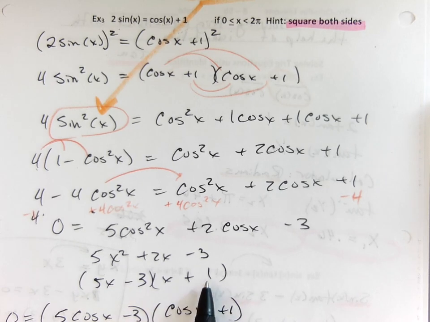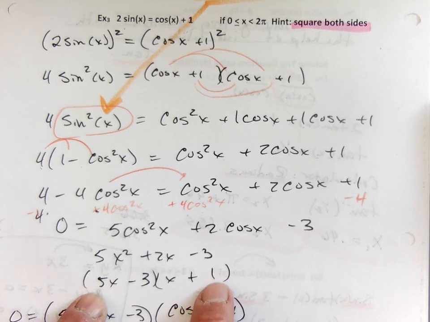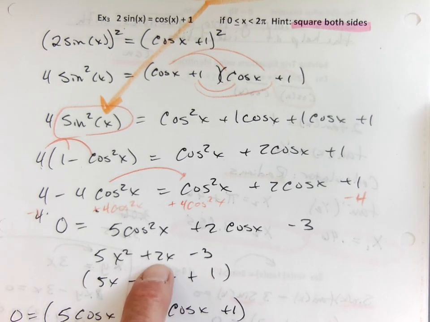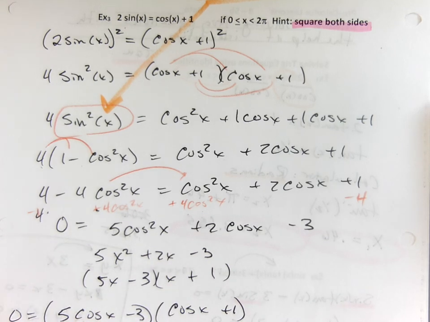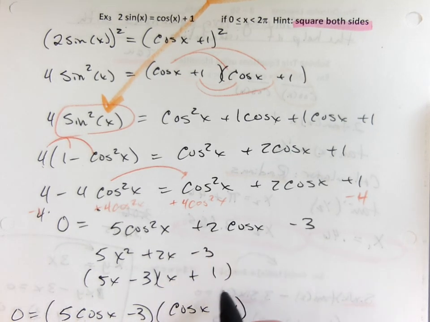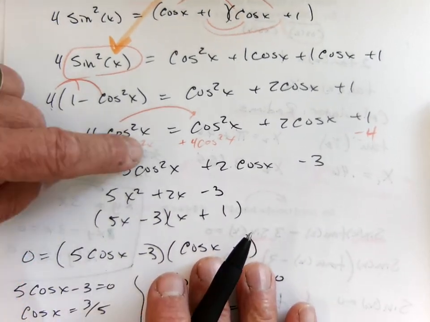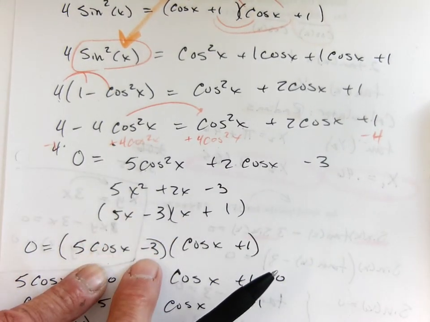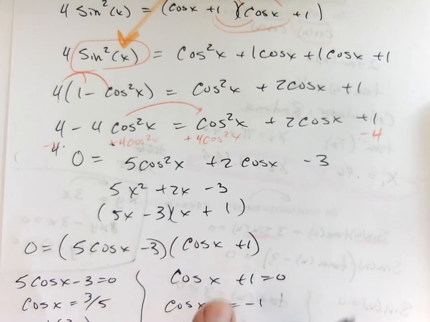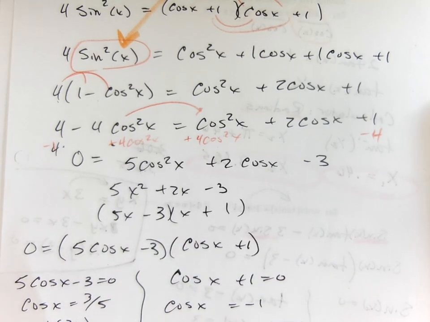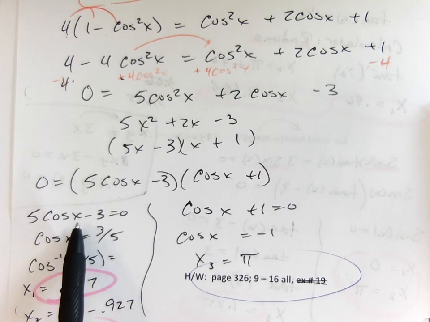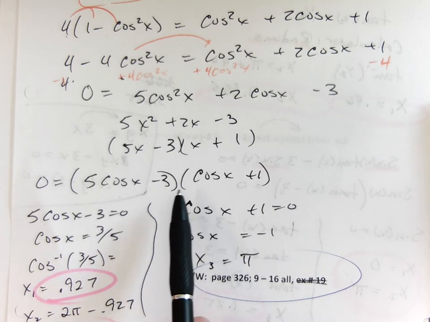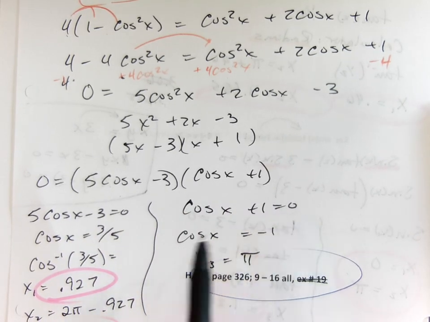5x and x, 3 and 1. If I do my 5x and my negative 3x, it makes the 2. So instead of x's, though, it's really cosine. So I did a little bit of algebra here, then I can rewrite it in terms of cosines, right? So I got 5 cosine of x minus 3 and cosine of x plus 1. And then I have my mini equations. 5 cosine of x minus 3 equals 0. And I took my other mini equation, cosine of x plus 1 equals 0.